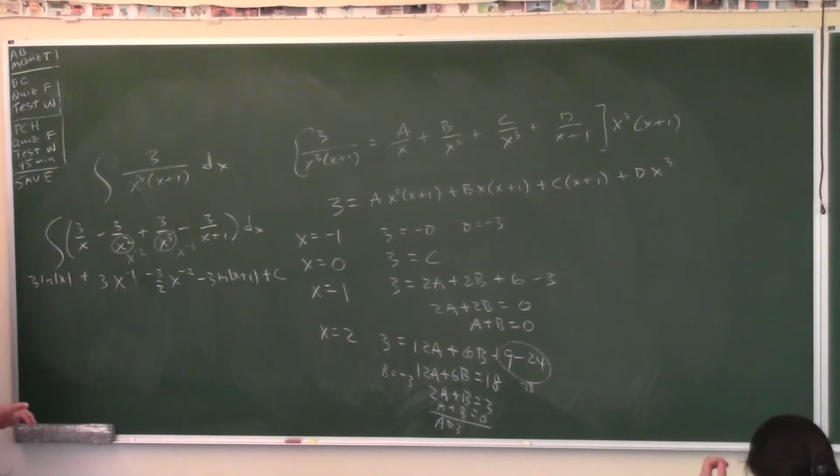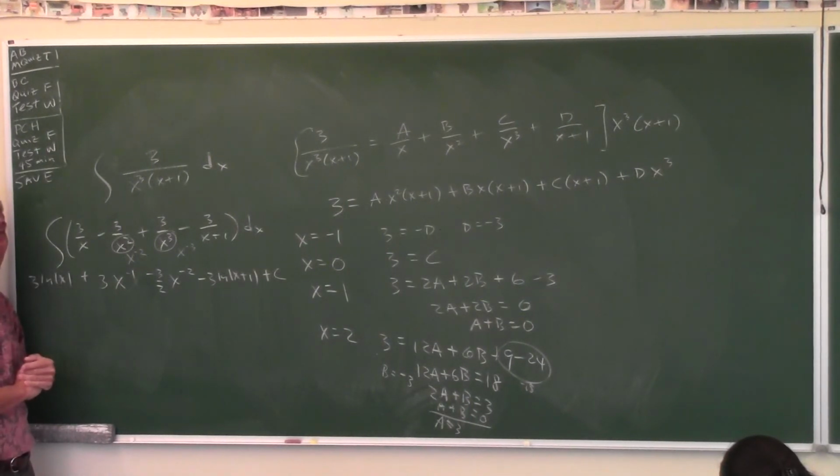So this is called the method of partial fractions. Students seem to like this one, and then tomorrow we've got trig substitution. Students don't like that one as much.